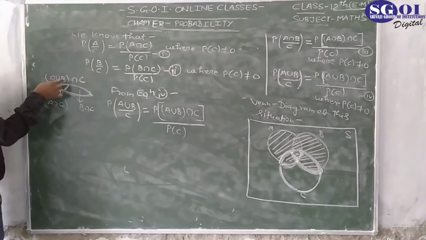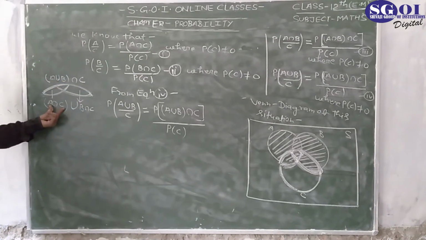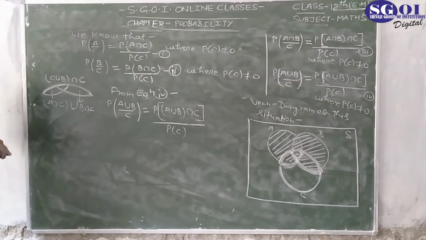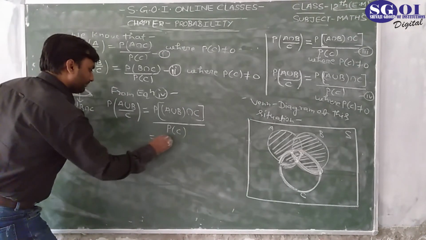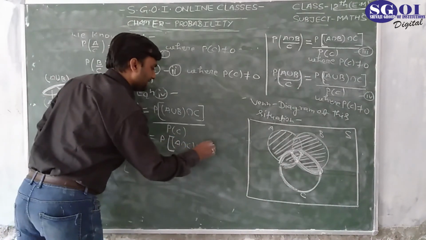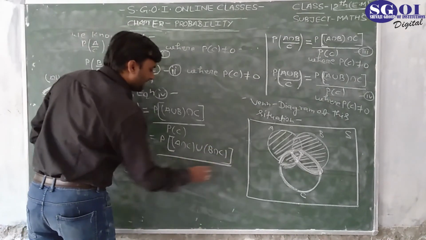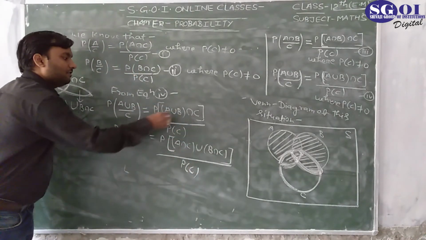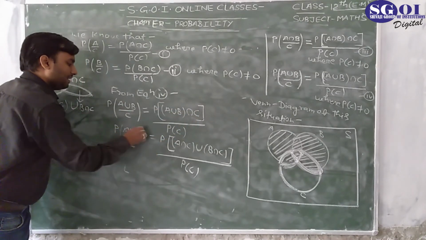That is, by Venn diagram we can write A union B intersection C as A intersection C union B intersection C. Venn diagram is very crucial. You have to study the Venn diagram for this problem very deeply. Then you will find the value of probability of A union B upon C easily.